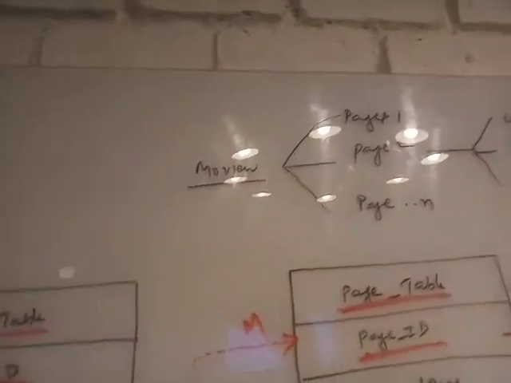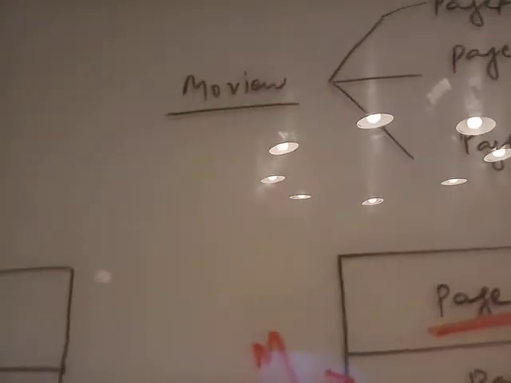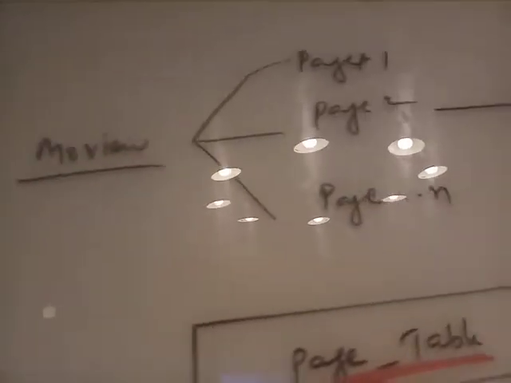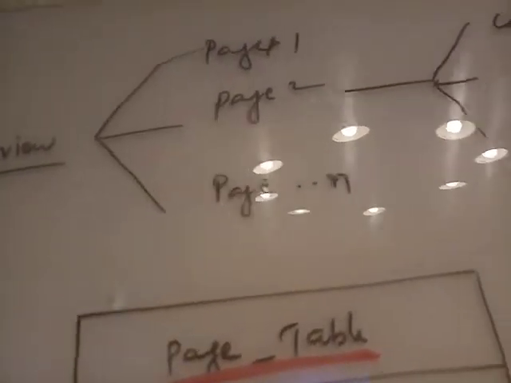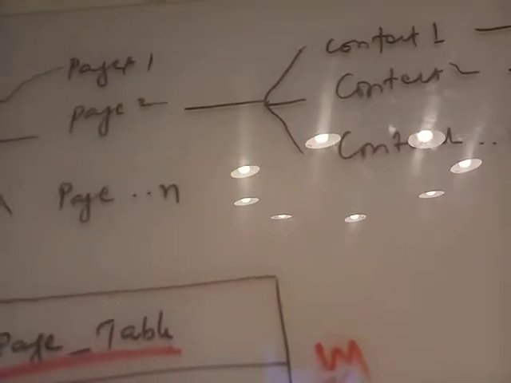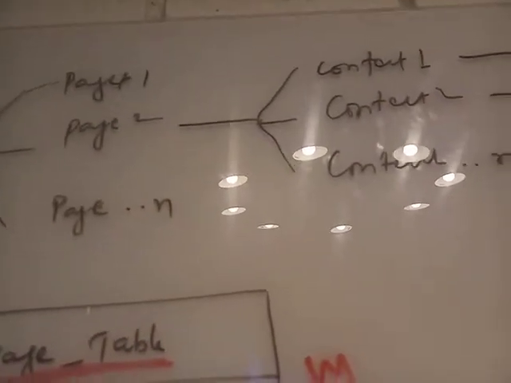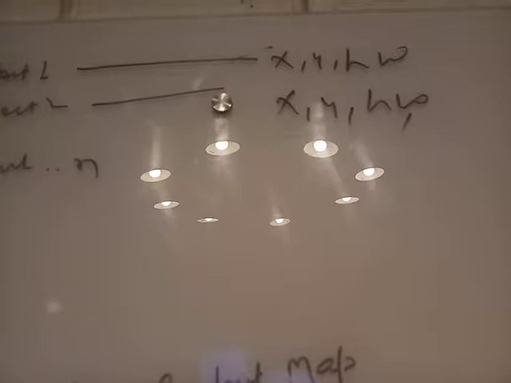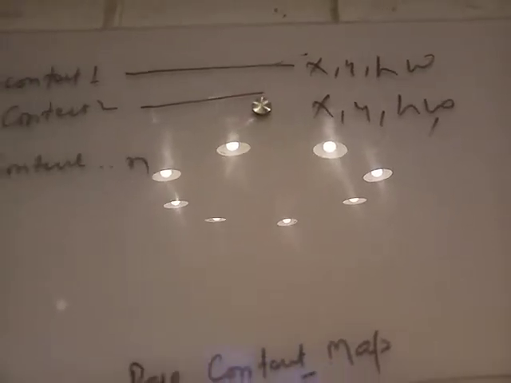So see, at the high level we have the movies, TV shows or whatever, and for each and every movie there are one to many pages. So you have more than one page, and for each and every page you have more than one content. So one page has more than one content, so it's a many to many relationship over here. And then finally for each and every content you have x-axis, y-axis, and then height and width. That is a one-to-one relationship.